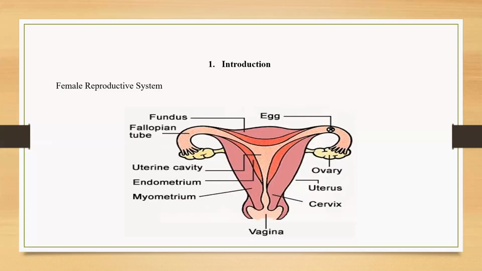Next comes the inner lining of the uterine cavity, which is called the endometrium. This endometrium provides a surface for the implantation of the egg, which will be nourished by the endometrium until the development of the placenta. The endometrium also acts as a soft tissue which sloughs off and gets removed during the menstrual cycle. So overall, this is the anatomy of the female reproductive system.